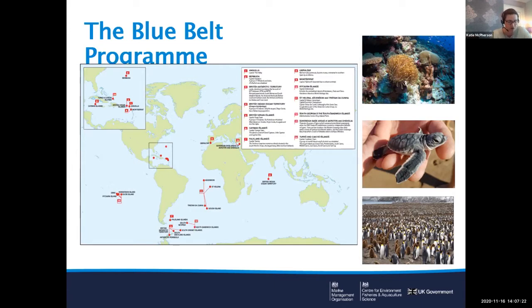The idea of the programme is to protect 4 million square kilometres of water across 7 UK overseas territories. There are 14 UK overseas territories in total, all of which I had to Google before I started this job, and we work with 7 of them. That's St Helena, Ascension Island and Tristan da Cunha in the South Atlantic, South Georgia and the South Sandwich Islands, and the British Antarctic Territory in the Antarctic, Pitcairn in the South Pacific, and the British Indian Ocean Territory.